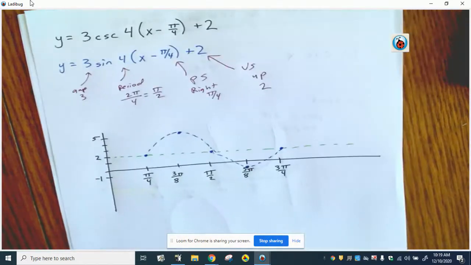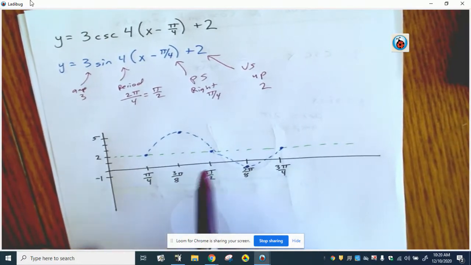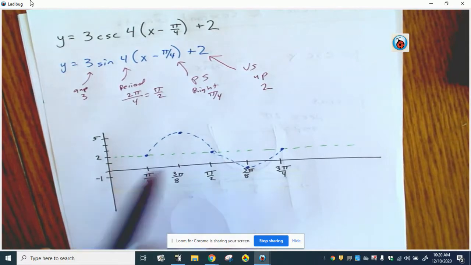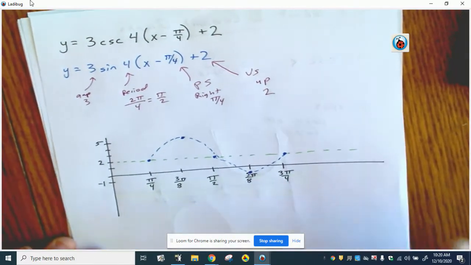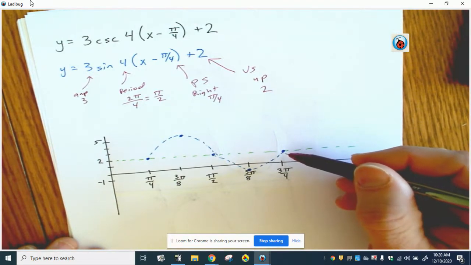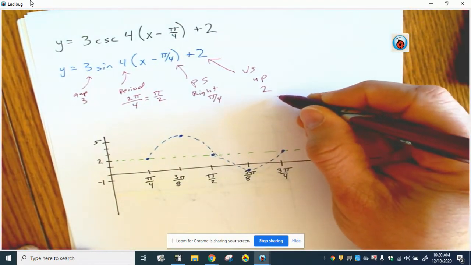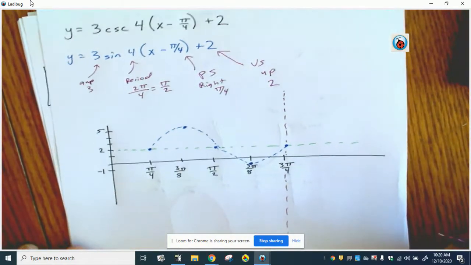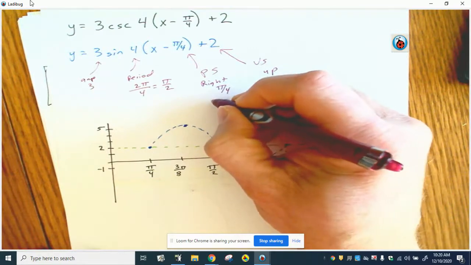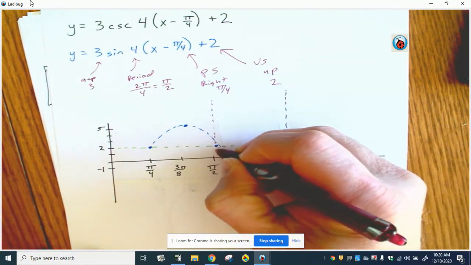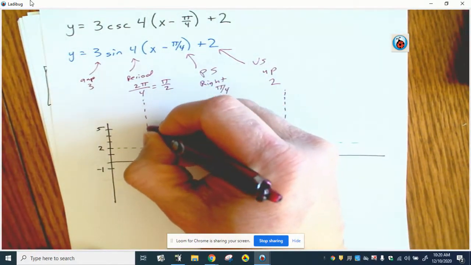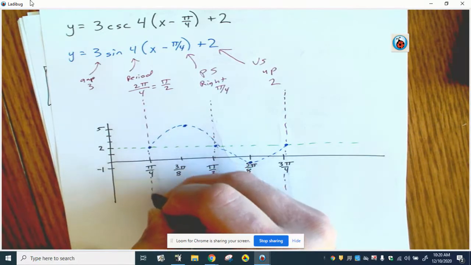Now, based on this, we know where everything should be. Remember, we haven't drawn a single bit of our actual cosecant graph yet. We're just going to use this graph to give us what we want. Anywhere that this sine graph hits our midline, we know we're going to have our asymptote. So I'm going to have an asymptote here at 3 pi over 4. I'm going to have an asymptote here at pi over 2. I'm going to have an asymptote here at pi over 4.